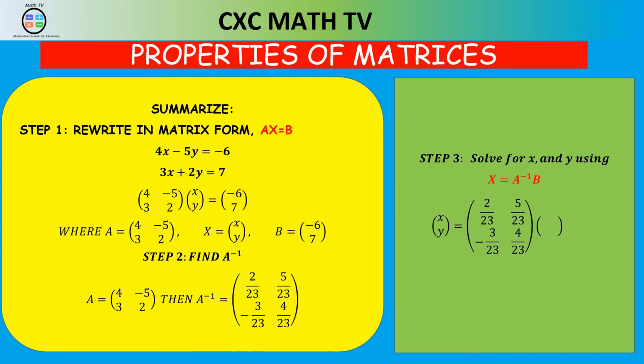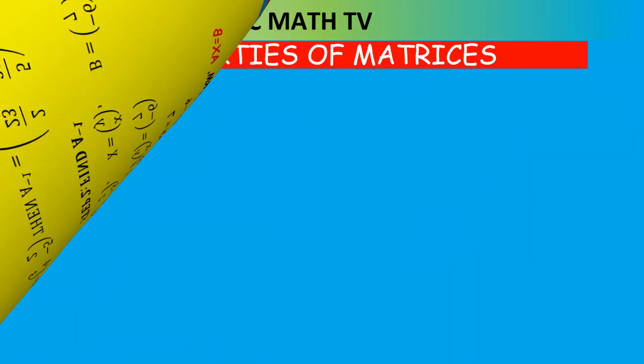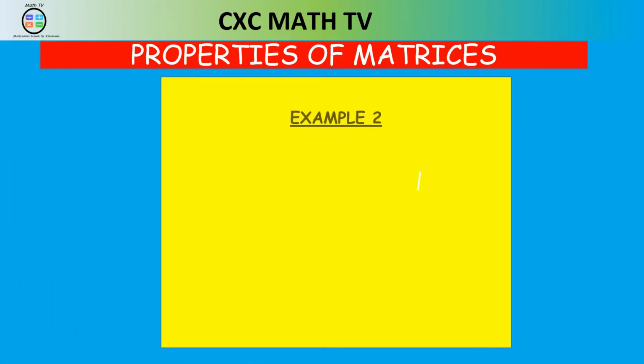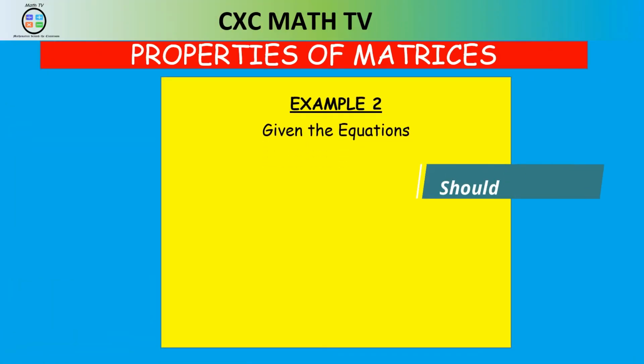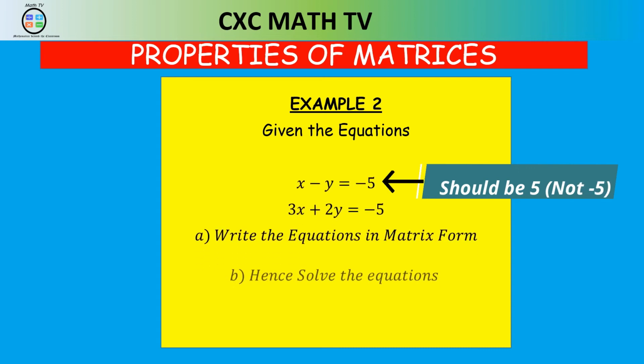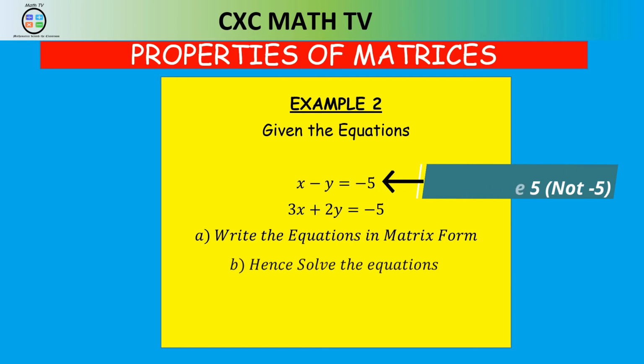So let's look at another example right here. Given the equations x minus y is negative 5 and 3x plus 2y is negative 5, write the equations in matrix form and then, B, hence solve the equations. Now, let's start with part A. So pause the video and attempt part A.